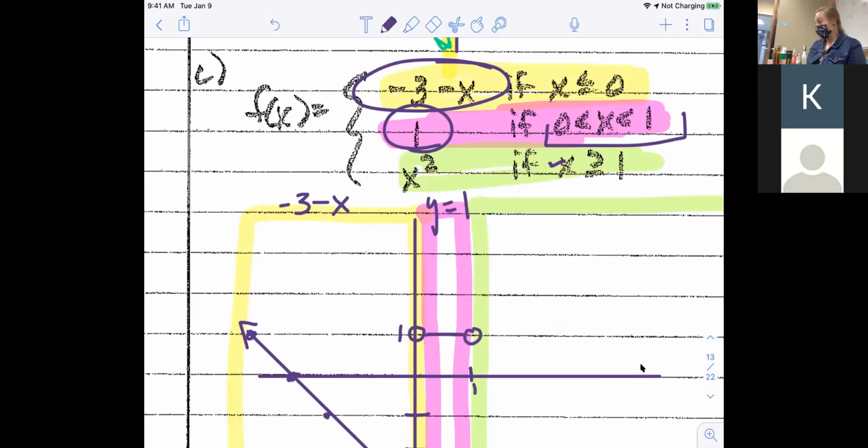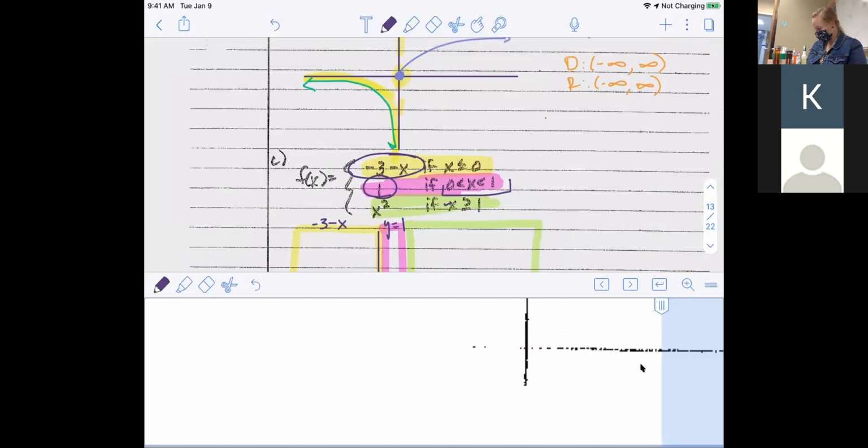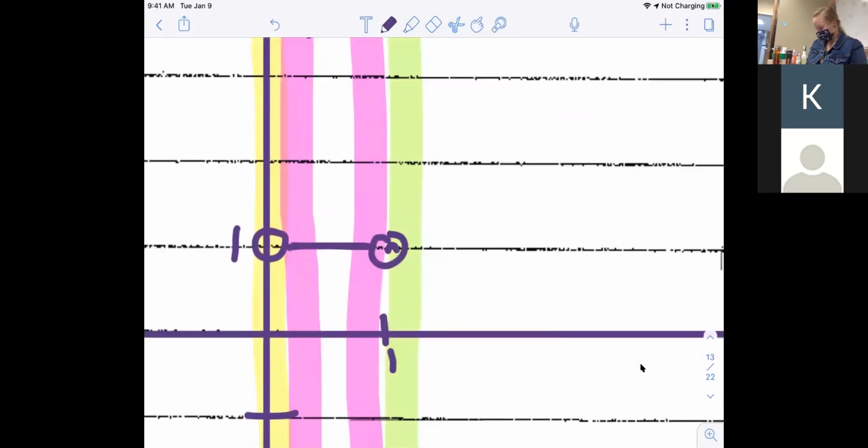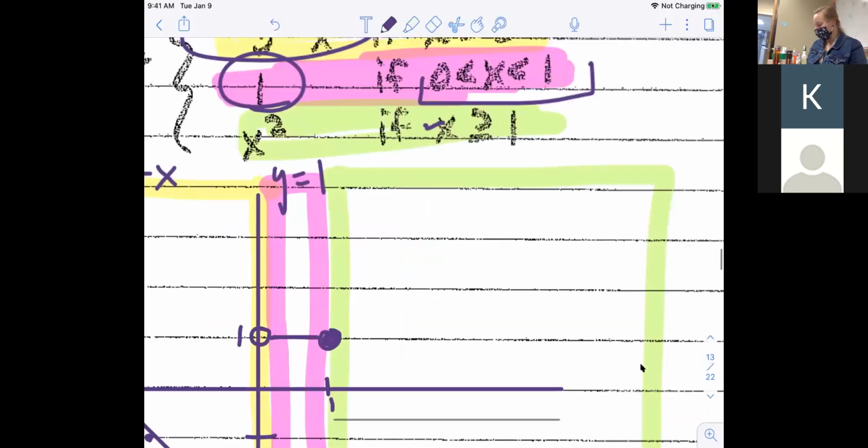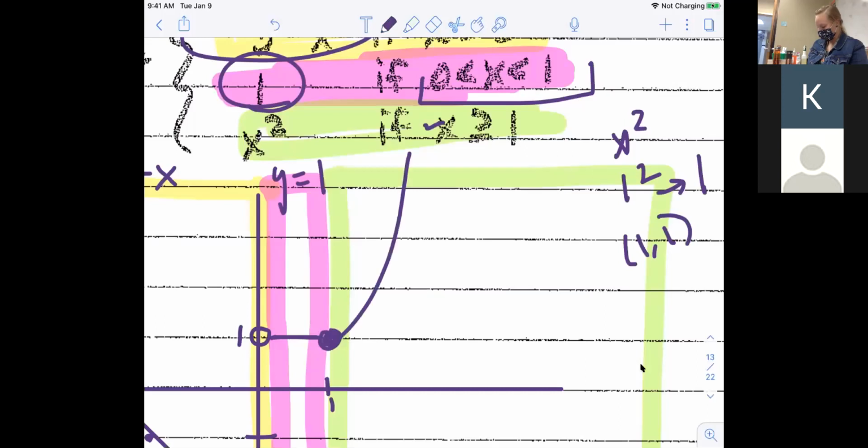Good. It'll be at the point 1, 1. If I'm not sure where it's going to be, think about, okay, I have x squared and I want to make it where x is 1. Well, what's 1 squared? 1 squared is 1, so my coordinate point would be at 1, 1. Now you can parabola from here.